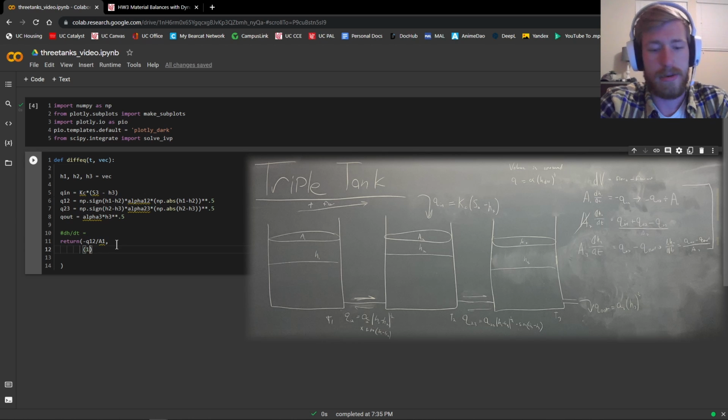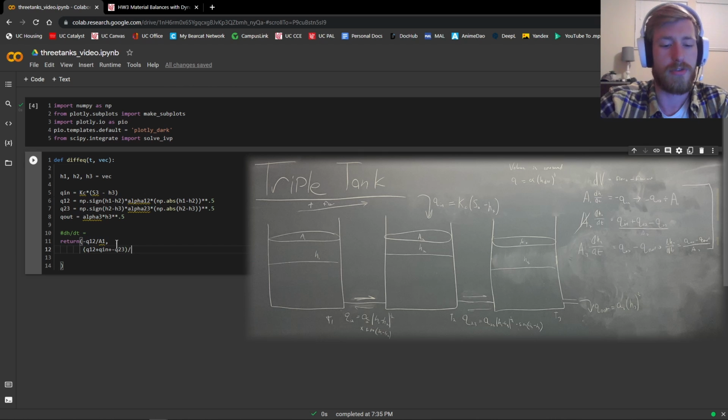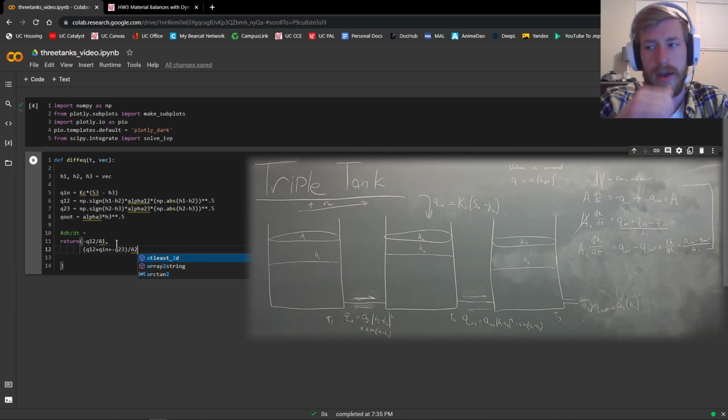Q12 flowing in, plus we also have Q in, which is flowing into tank 2, minus Q23. Again, any volume flowing out of tank 2 into tank 3 as long as Q23 is positive. And all of that is going to be divided by the cross-sectional area of tank number 2, because again, this describes the change in the volume, and the change in the volume divided by the constant cross-sectional area will give us the change in height.